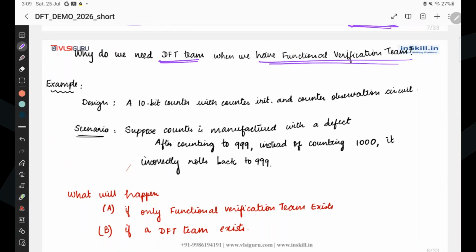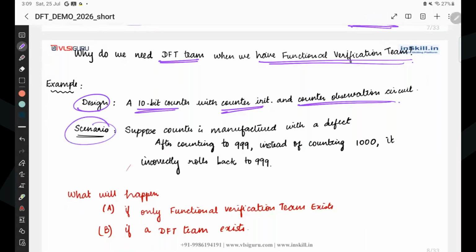Suppose we consider a design. In my design, I'm having a 10-bit counter with a counter initialization and a counter observation circuit.